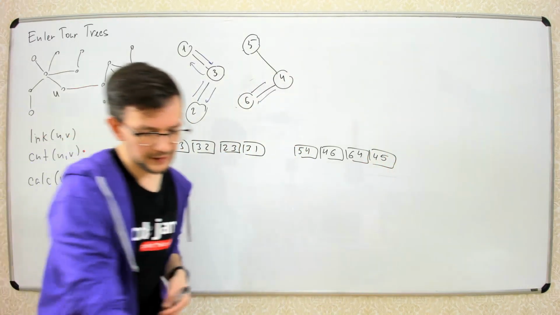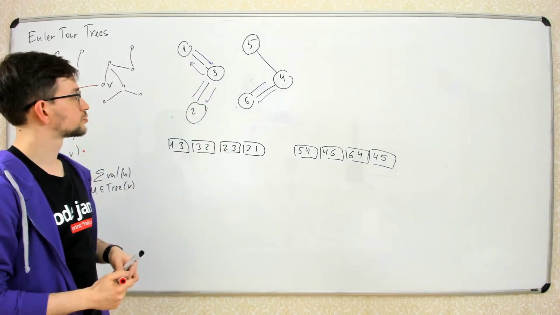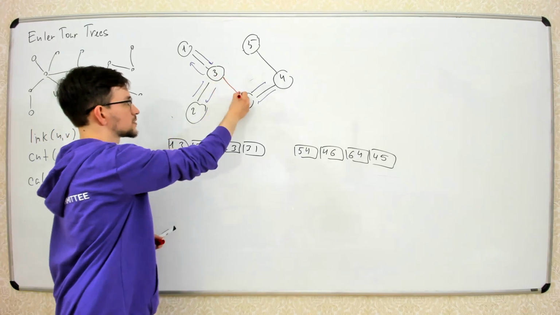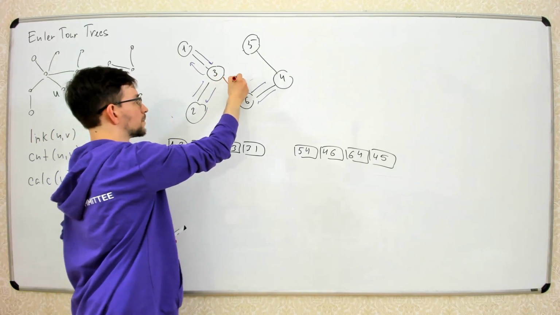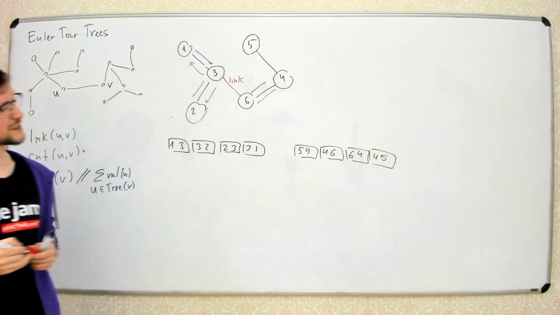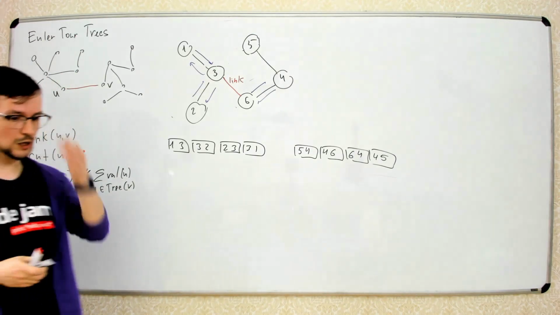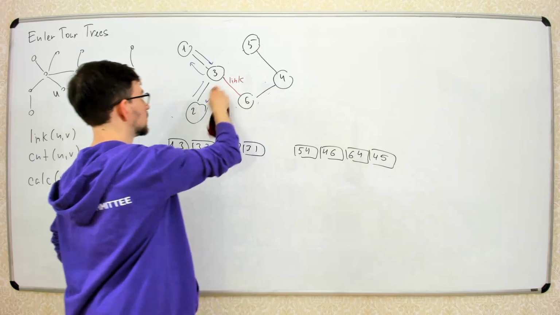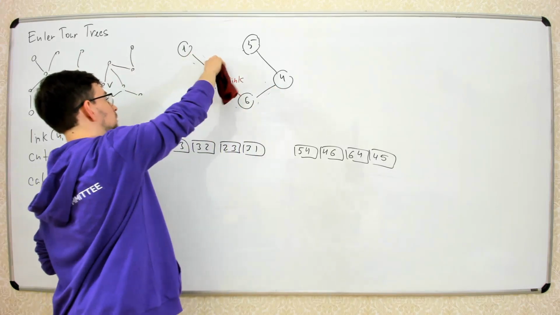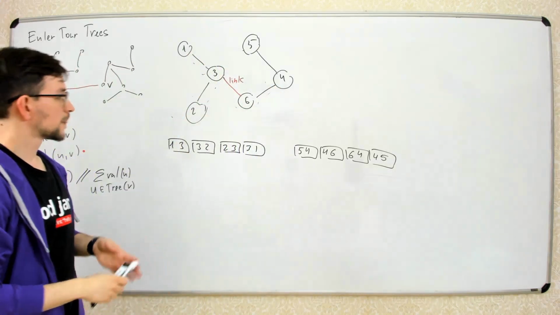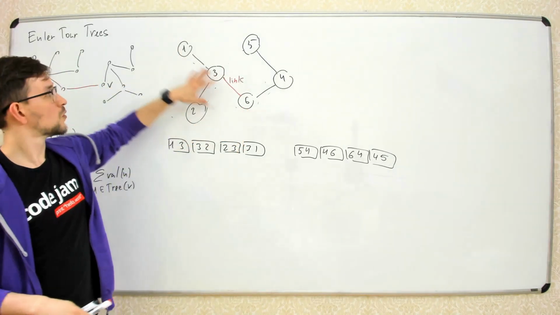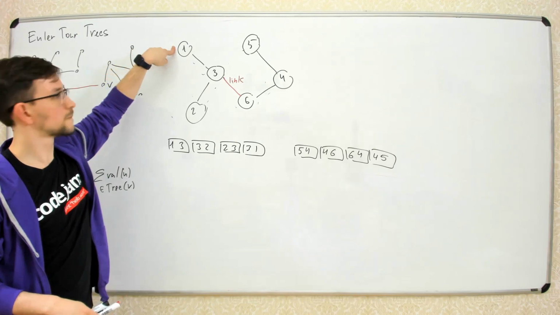And now we make a link operation. Let's say we connect these 3 and 6 like this. So we connect these 3 and 6. Now, how to build the Euler Tour of the big tree? Well, let's just build it. So what happens when we try to make the Euler Tour of this big tree? We will start with this node.